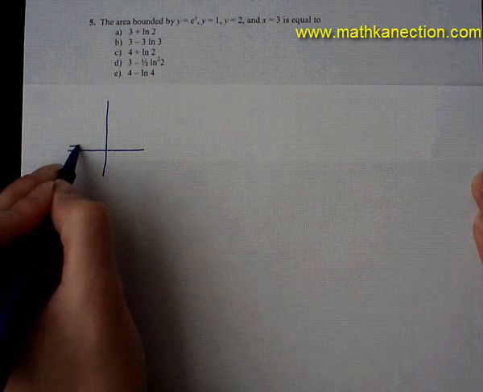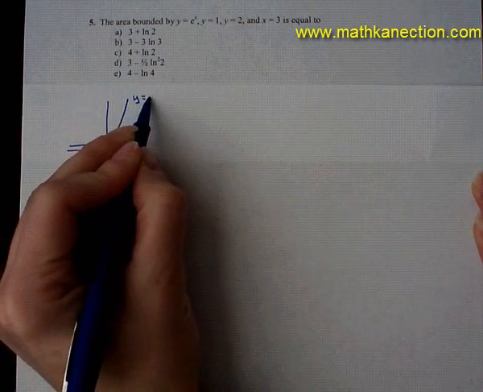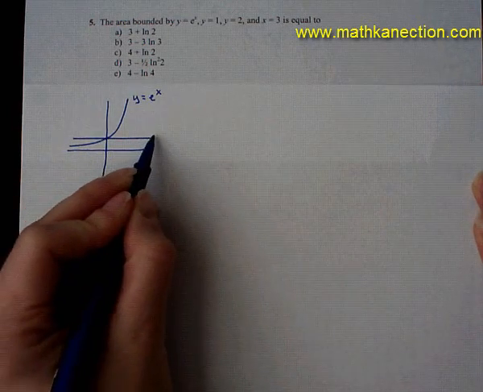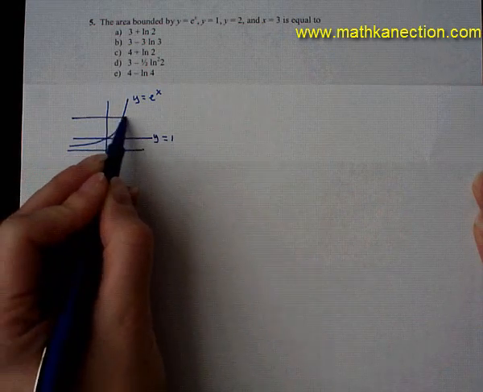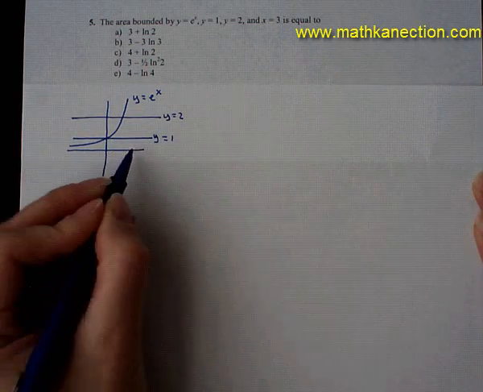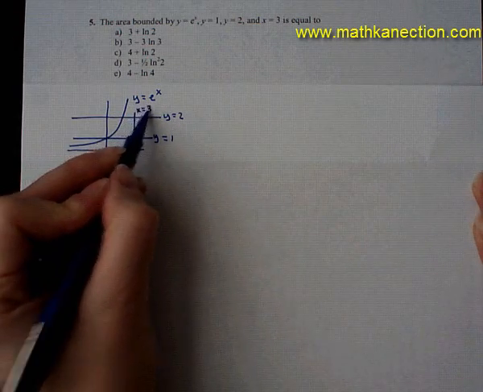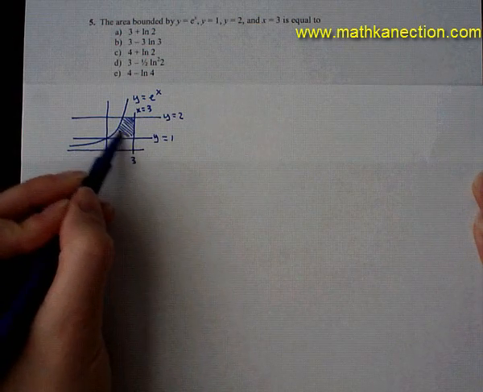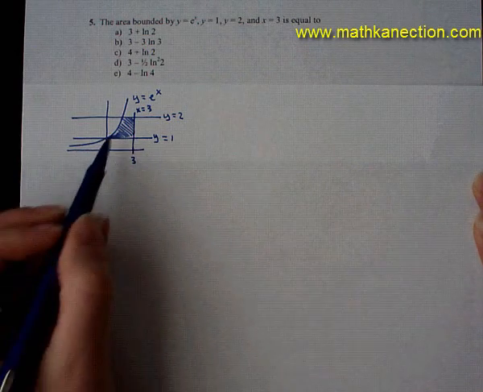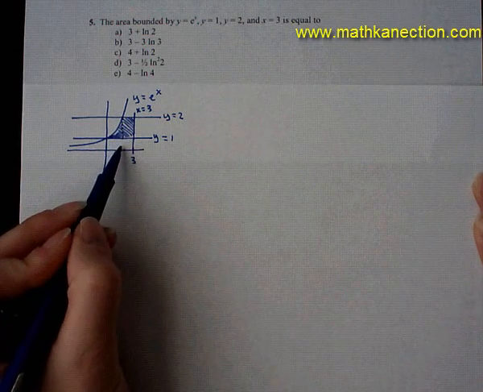In our fifth problem, we're going to find the area bounded by y is equal to e to the x, y is equal to 1, y is equal to 2, and the vertical line x is equal to 3. You can see the area that we're shading in between is looking at a couple different functions.